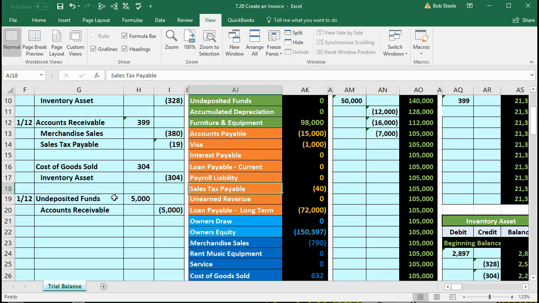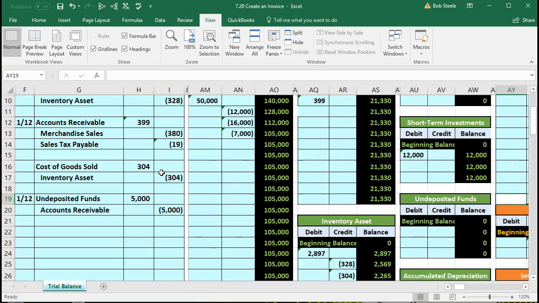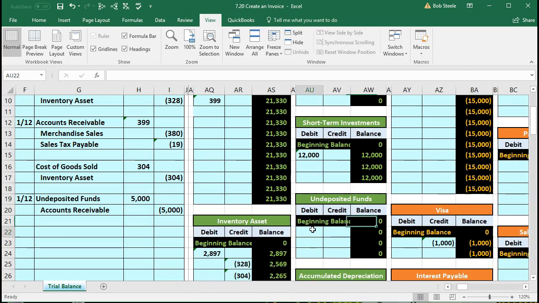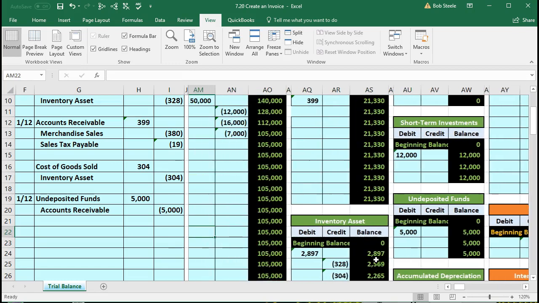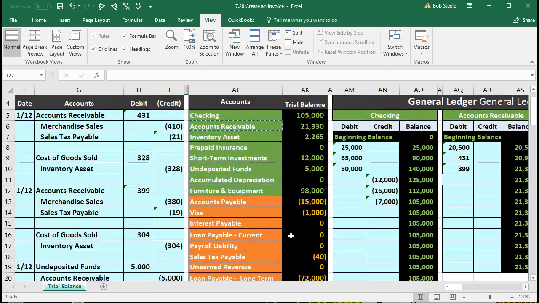Back down to recording this journal entry. We're going to record that journal entry. We are looking for undeposited funds, which is an asset account. There it is. It's in cell AU22, that's where we want to record this information in AU22. We will select equals and then point to that 5,000 in H19 and select enter. It then increases to that 5,000. If we scroll back to the trial balance, we then see the 5,000 undeposited funds here.